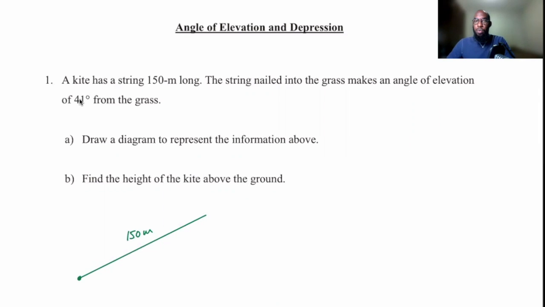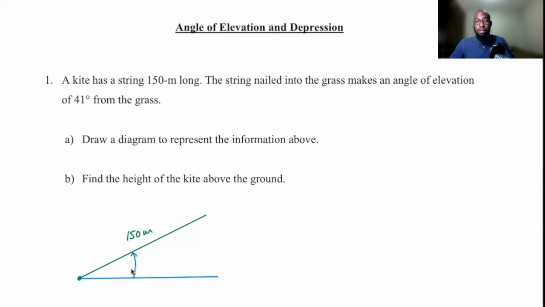Now, the angle of elevation is from the string that is nailed into the grass. So it's from this point, where the nail is located. When you are talking about the angle of elevation from this point, you must draw your horizontal line first. After you draw your horizontal line, then you put your arrow up indicating angle of elevation. So this is your horizontal line from the nail. Once you have that, you indicate the angle of elevation from the horizontal going up.